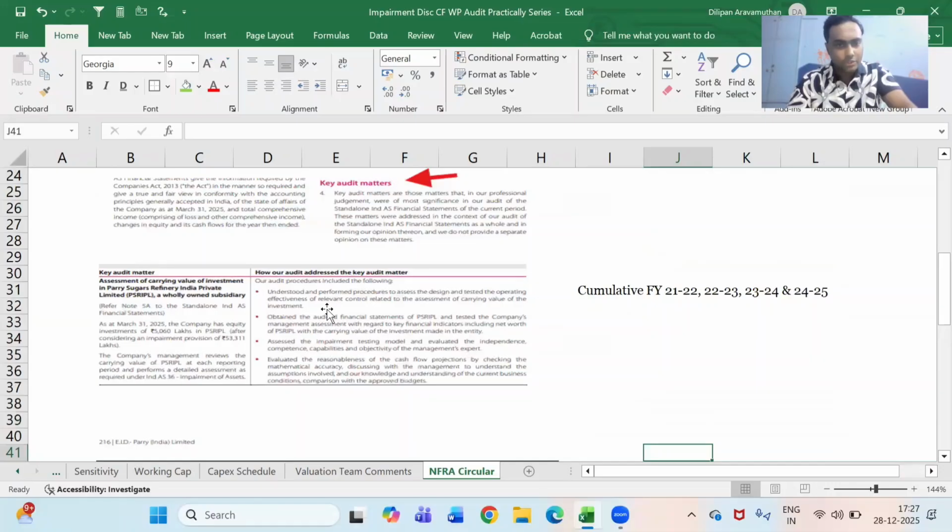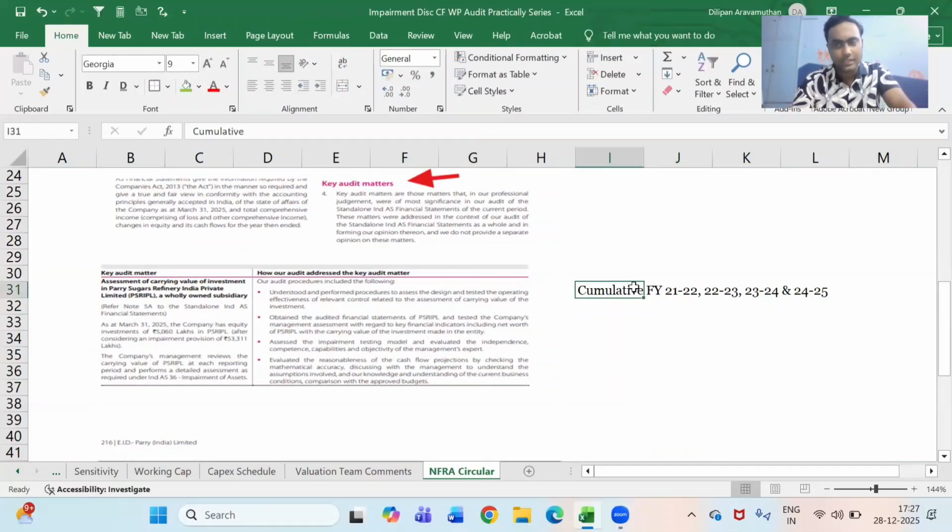Our audit procedures included the following: understood and performed procedures to assess the design and testing the operating effectiveness of relevant controls related to assessment of carrying value of the investment, obtained the audited financial statements of PSRIPL and tested the company's management assessment with regard to key financial indicators, including net worth of PSRIPL with carrying value of the investment made in the entity. So the second point was not applicable for us because we had a positive net worth in our case of ABC Limited, so we didn't have any concerns there.